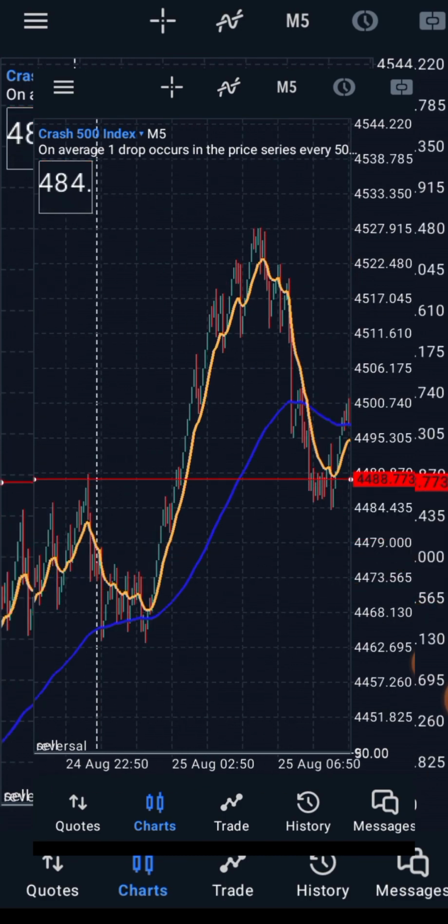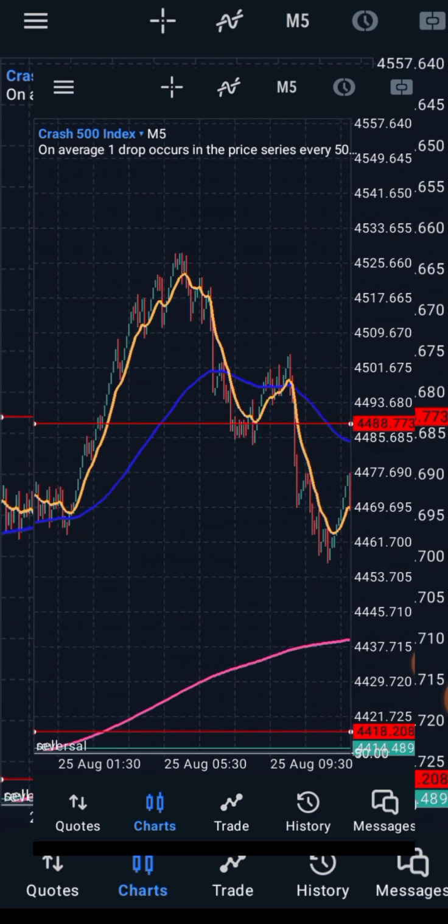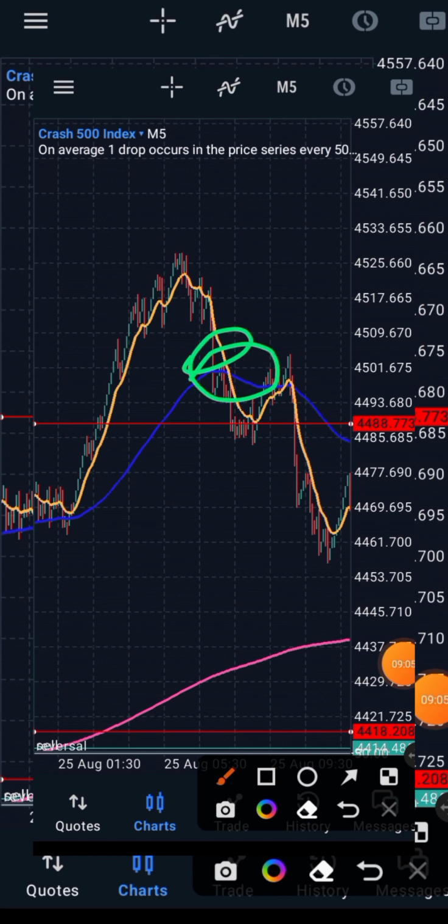The next thing you have to do is to focus on the next one, which is this. But you see, this thing was floating below the blue indicator. That was why it didn't work that much.